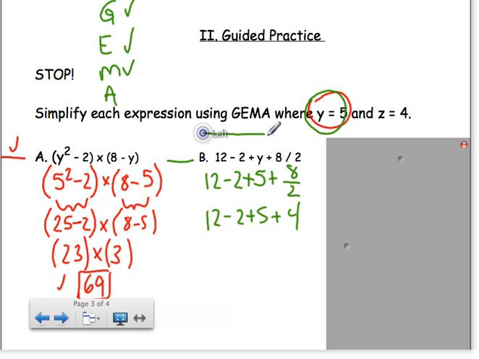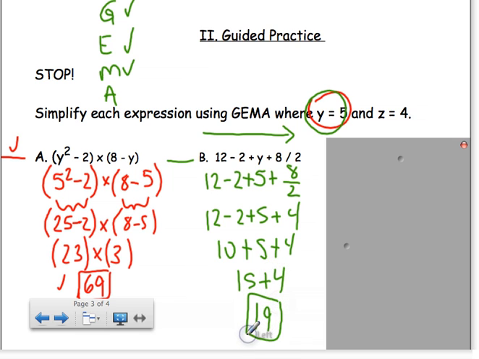Since I'm going from left to right, the very first thing I do is 12 minus 2, that's 10, plus 5 plus 4, 10 plus 5, 15 plus 4, 15 plus 4. You should have had 19 as your answer. If you got that, give yourself a check. Good job. Last one, a little trickier, because you have now 2 variables.